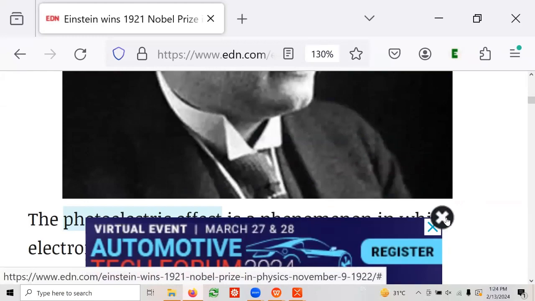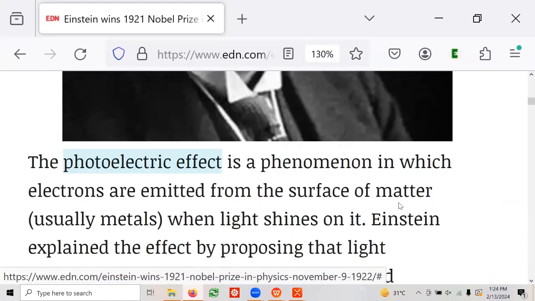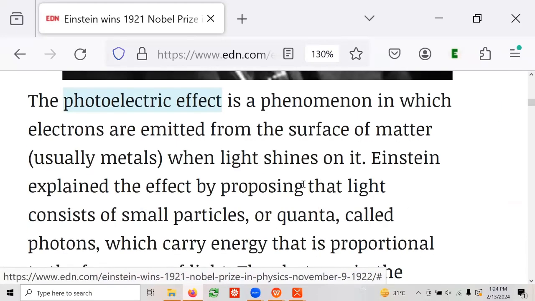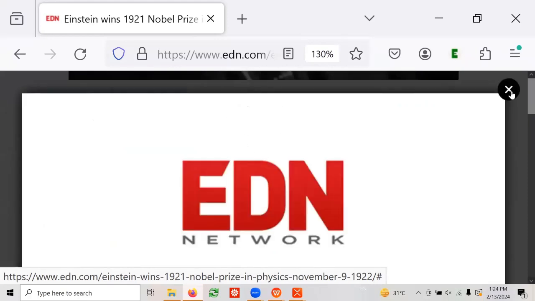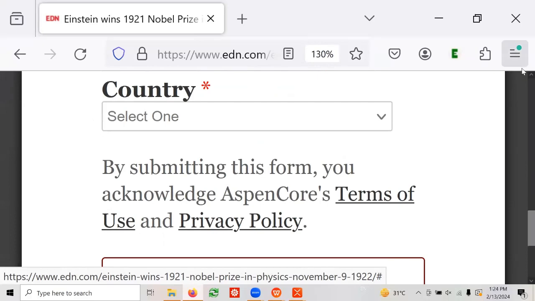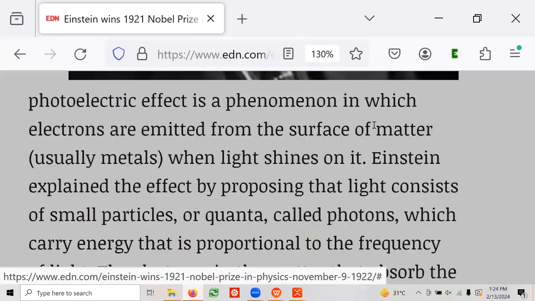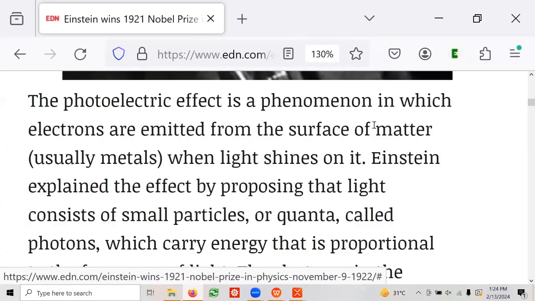He actually didn't win the Nobel Prize for special or general relativity, which is what he became identified with. Very well known for that. One of the reasons is because the experimental evidence wasn't available to prove relativity for quite some time. But what was proven, and what he got the Nobel Prize for, was his theory of the photoelectric effect.